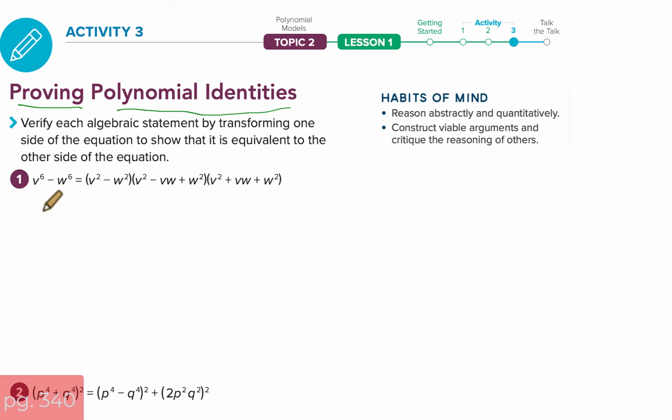So don't touch the left. It's going to stay v to the 6 minus w to the 6. I'll do number 1, and then you can practice with number 2. So here we go. All right, so I look at this. There's no one way that is better. There's a couple ways to do it. None of them are necessarily any better than the others as long as you don't break any rules. I'm going to multiply the first two expressions because we have no reason not to just start doing that. These two expressions here, v squared minus w squared, and then v squared minus vw plus w squared, I'm going to multiply those out together. It's going to take distribution.